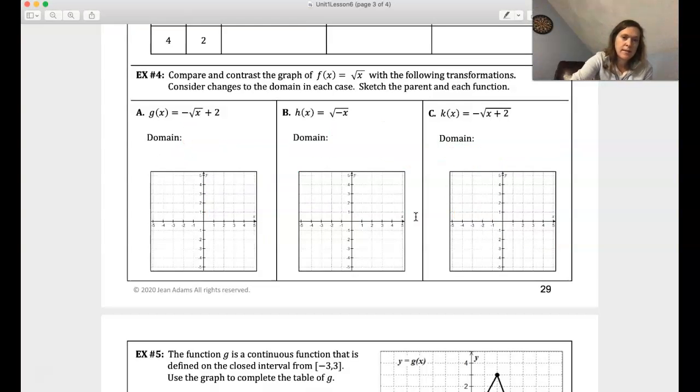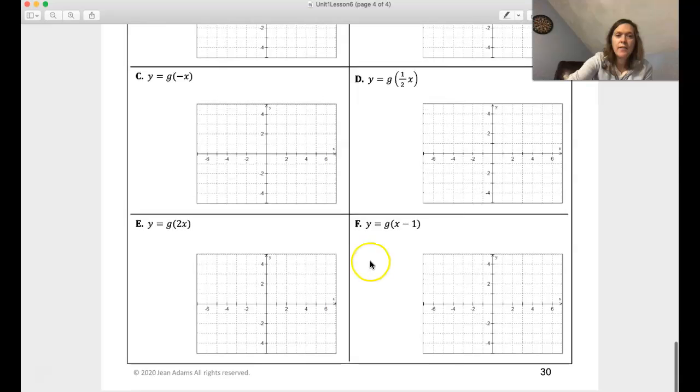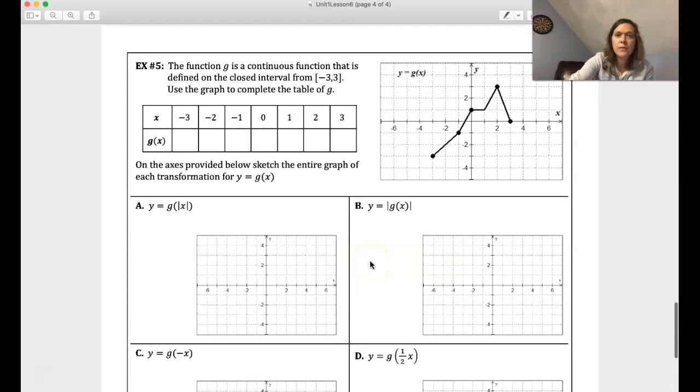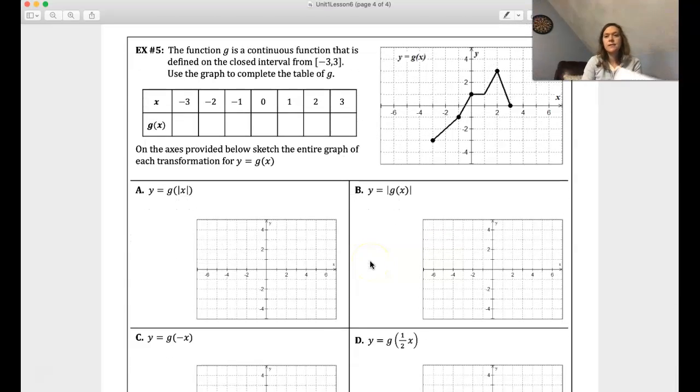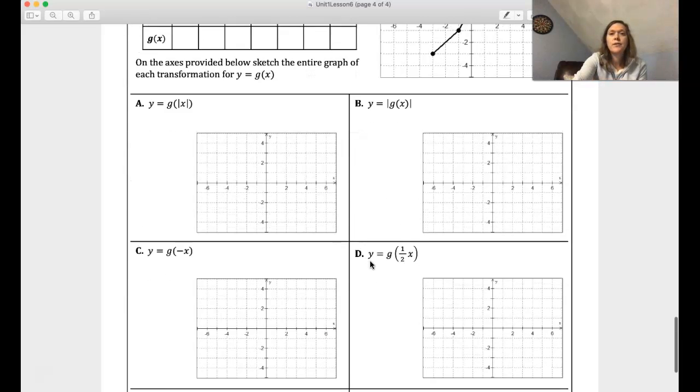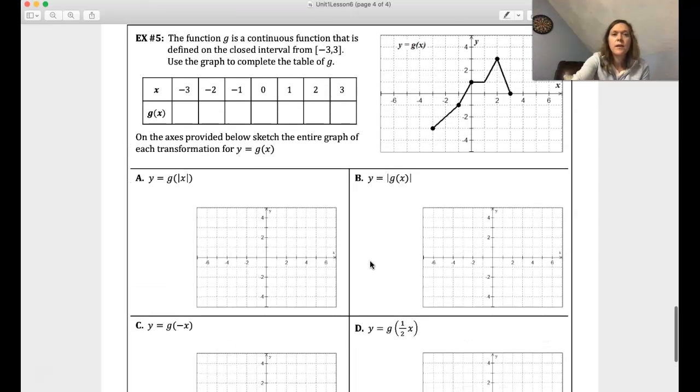All right. Example 5 is our last one. So we're going back to our straight line segments connecting the graphs. I'm actually going to do the first two with you, and then you're going to do the last 4 on your own to see how you did with it. Okay, so we have the function g is continuous function that is defined on the closed interval from -3 to 3. Use the graph to complete the table of g.